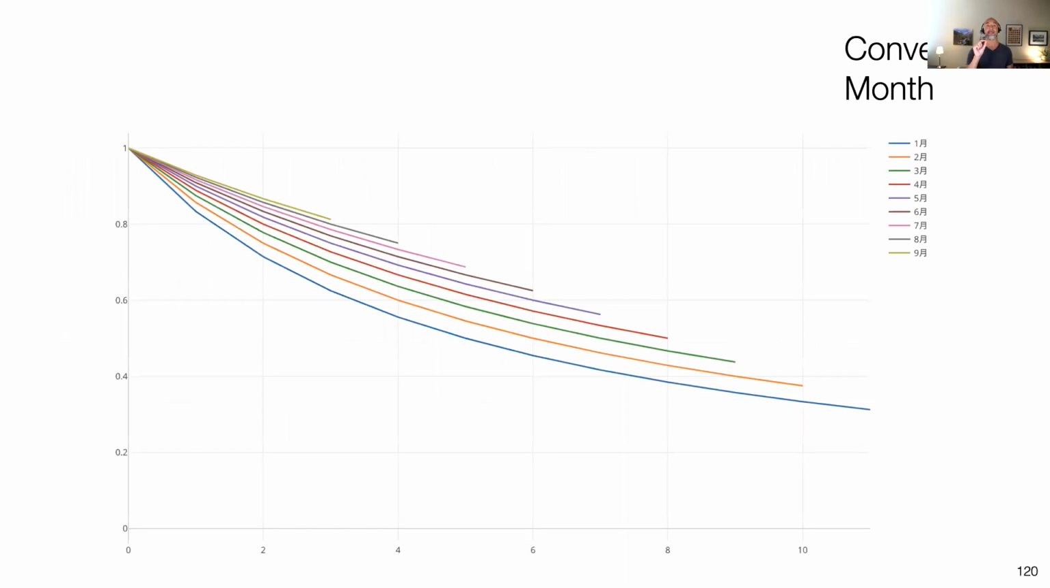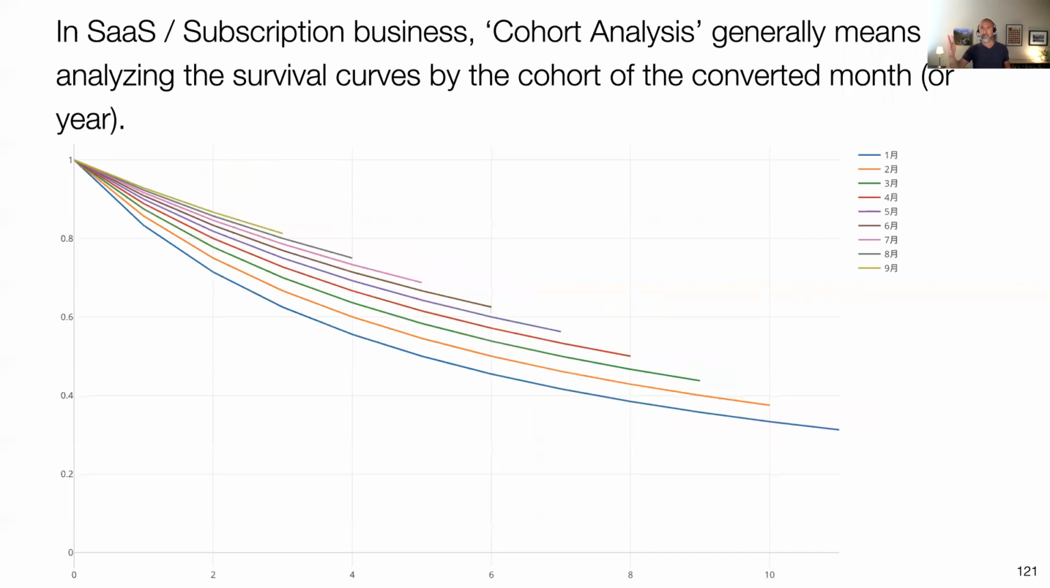Each line is a survival curve for a group of customers, based on when they converted. For example, the blue line is the customers who converted in January, and so on. The right-hand side is actually Japanese, but it's 1, 2, 3, 4, 5, which means January, February, March, and so on. In SaaS business, you hear about cohort analysis a lot, and generally people mean this. It's not really the OS, but when they converted. That's the cohort that we usually talk about.